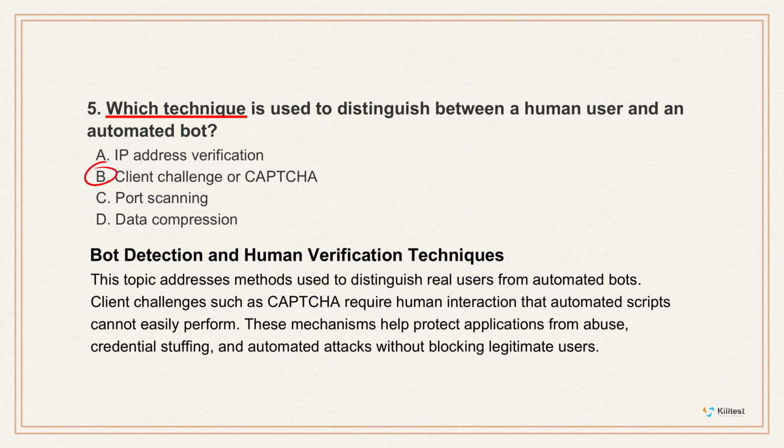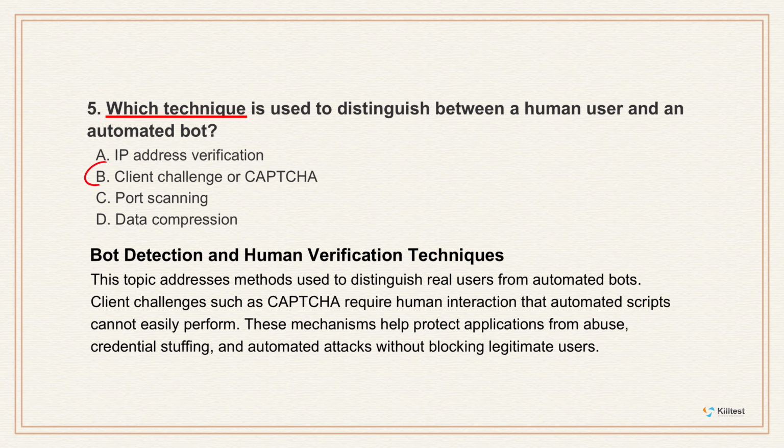Right. And here's why the other options fail. A lot of people want to say IP address verification. They think, well, if the IP is from a known botnet, block it. That sounds logical. It is logical for blocking known bad actors, but it's not a distinction technique. It's a reputation check. Yeah. A smart bot can route through a residential proxy. It looks like it's coming from your neighbor's house. IP verification tells you where they are, not what they are. So you need to test the entity itself.